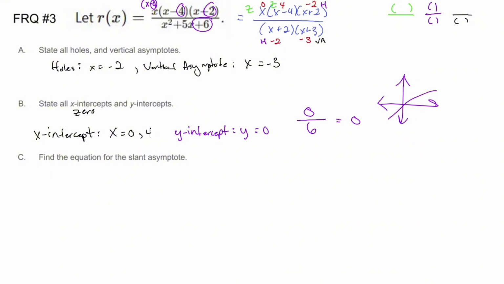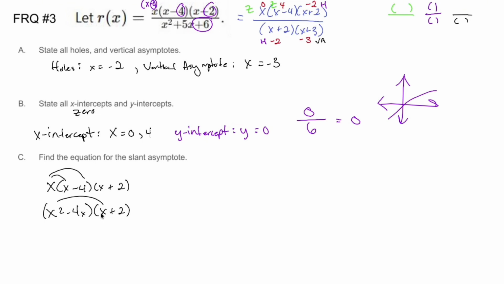My job is to find the equation for the slant asymptote. The slant asymptote exists when the numerator is 1 degree higher than the denominator, and then we do polynomial long division. In order for us to do that, though, I need to completely FOIL this out. So I have x times x minus 4 times x plus 2. So let's do x times that, x squared minus 4x times the quantity x plus 2.